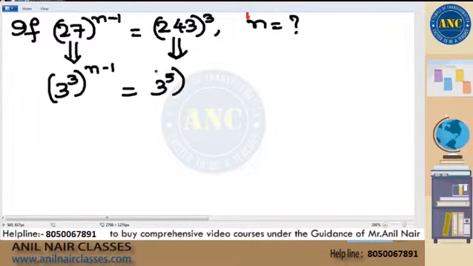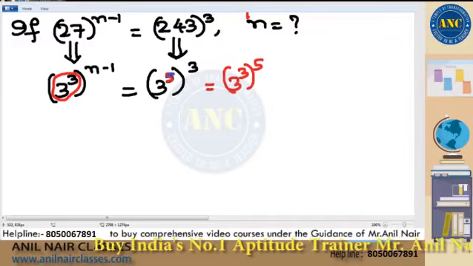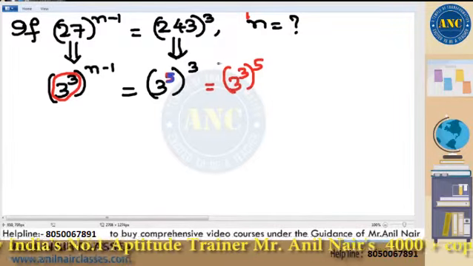243 is 3 power 5 whole power 3. Now, think logically, bases should be same, right? If the bases are same, I can equate the power. The base on the left hand side is 3 power 3. The base on the right hand side is 3 power 5. But can I write 3 power 5 whole power 3 as 3 power 3 whole power 5? Both are exactly same, from the laws of indices.